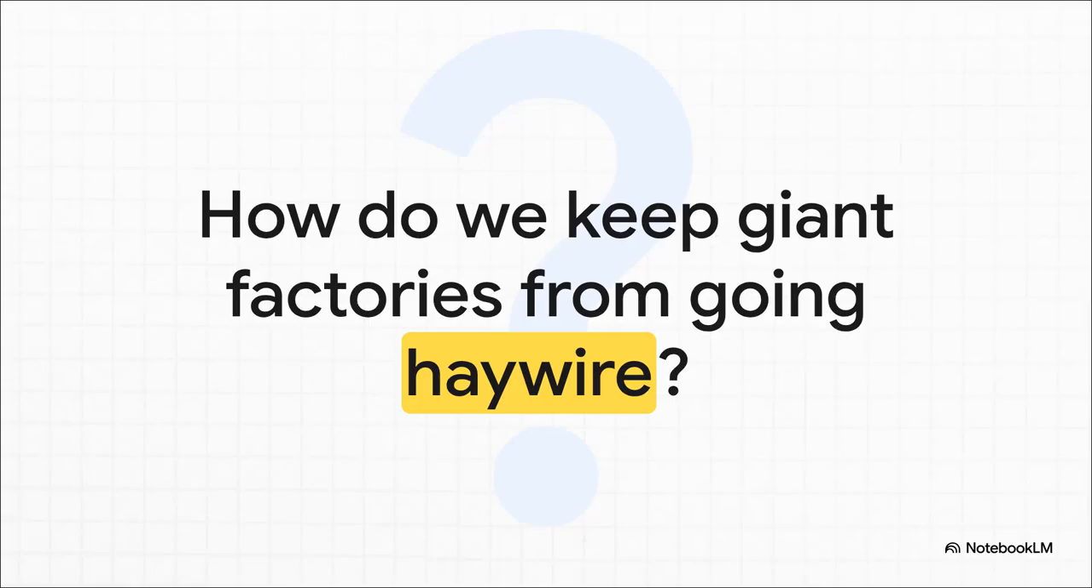So that brings us right to the million-dollar question. With so much at stake, we're talking huge amounts of money, environmental safety, the quality of the final product. How do we keep these giant interconnected systems from just spiraling out of control? Well, the answer starts with really understanding the process itself.